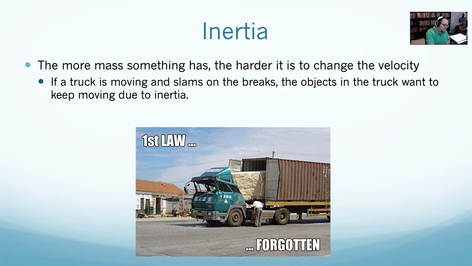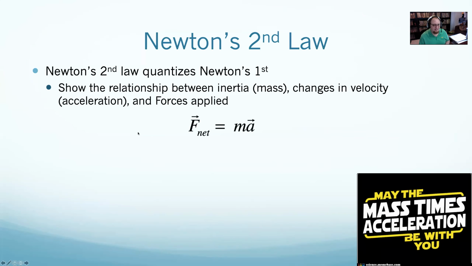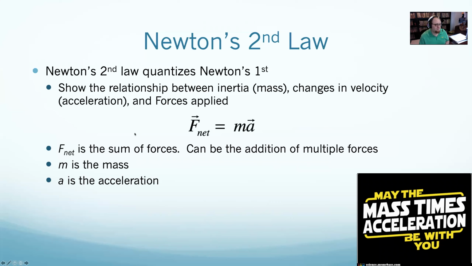Now, this will give us Newton's second law, where we can quantify this. Newton's second law shows the relationship between mass, acceleration, and force. What Newton's second law says is the sum of forces acting on anything is mass times acceleration. F net, once again, is the sum of forces. M is mass, A is acceleration. So if you apply a force, you give it acceleration. How much acceleration depends on its mass, how heavy it is.